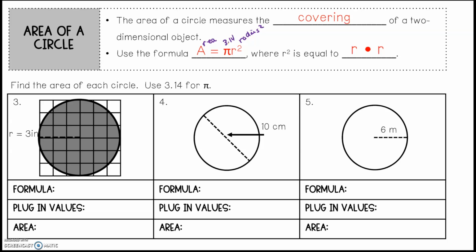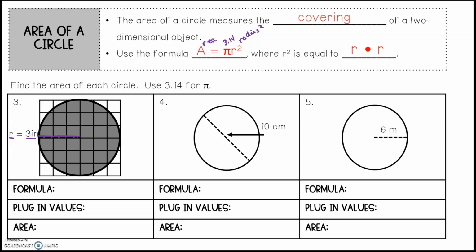So in number 3, right here, we are given a line that goes from the middle of the circle to the edge. That's halfway across the circle, that's what we call the radius. So this is 3 inches for the radius.